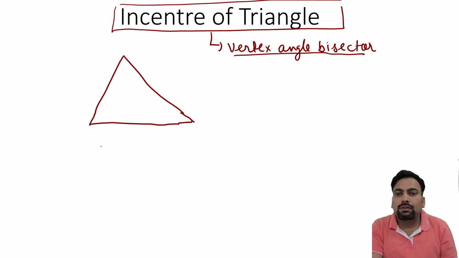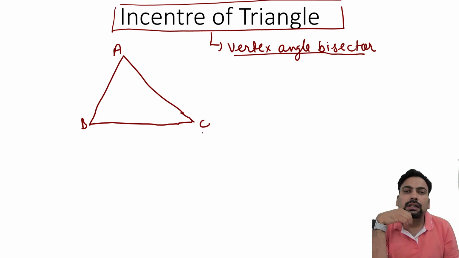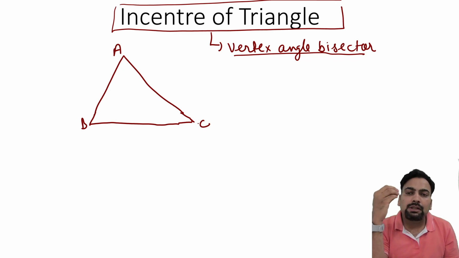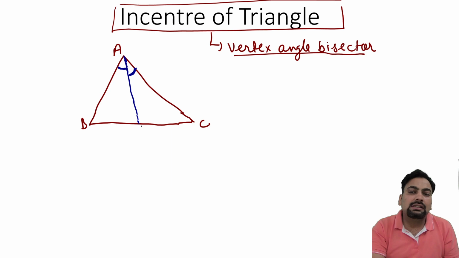What is an angle bisector? Let's suppose we take a triangle ABC. For the incenter, if I draw a line from A, that is an angle bisector. This is not a median. This is the angle bisector line. It doesn't mean it divides BC into two equal parts. It's not a median, it's an angle bisector.